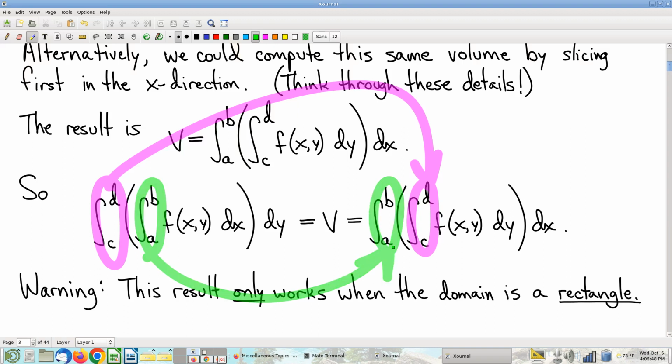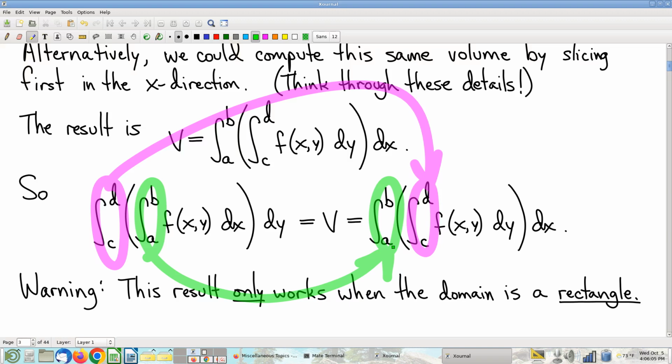This move here that works for rectangles, where the inside goes to the outside, with the differentials and bounds, you just do like this. That's a peculiarity of rectangles. It gets weirder when it's not a rectangle.